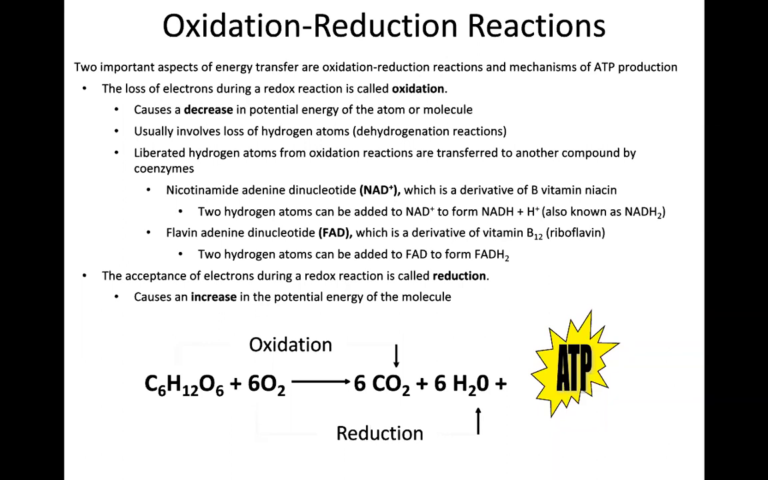So let's read through. Two important aspects of energy transfer are oxidation and reduction reactions. Now, sometimes you'll see it listed as, instead of oxidation reduction reaction, they call them redox reactions. I actually have it listed here as redox, the very next sentence, just a shortened version of oxidation reduction. So these are important, and a mechanism of ATP production. They are the opposite of one another. One allows for the removal of electrons from something.